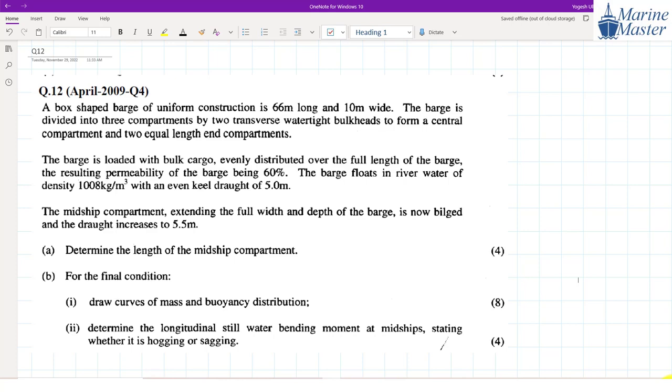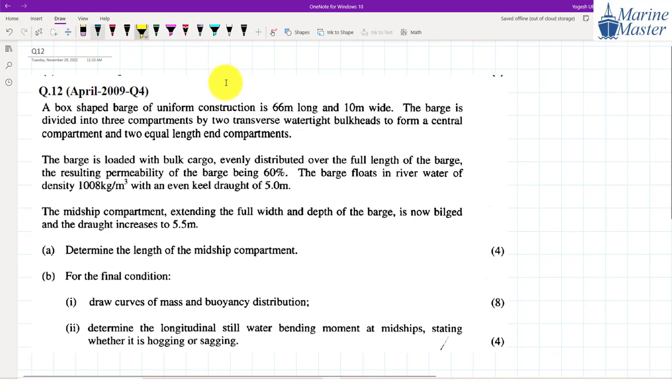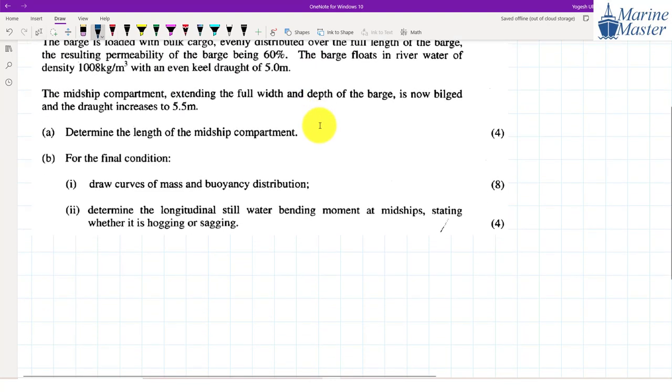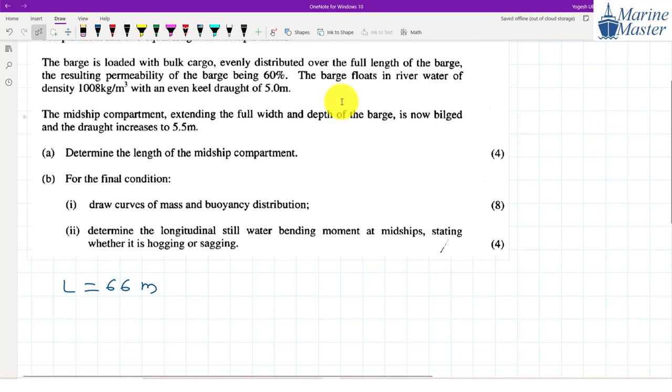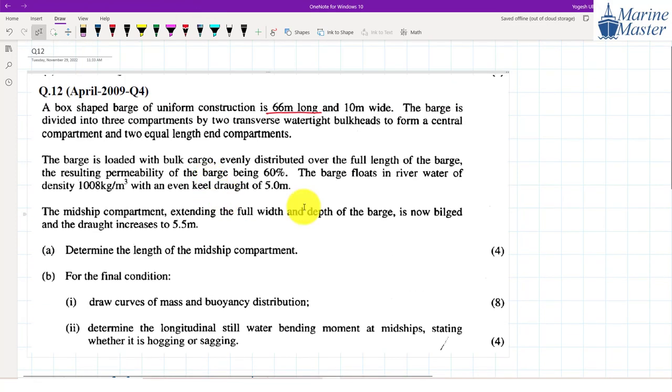What we have? A box barge of uniform construction. A box-shaped barge of uniform construction. How much length of the barge do we have, guys? Length is 66 meter. So L is 66 meter and 10 meter wide. B is 10 meter wide.